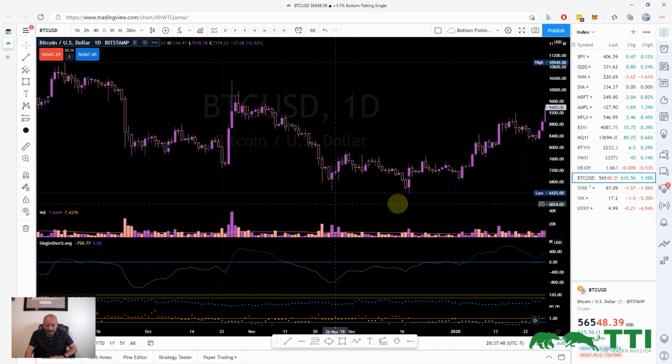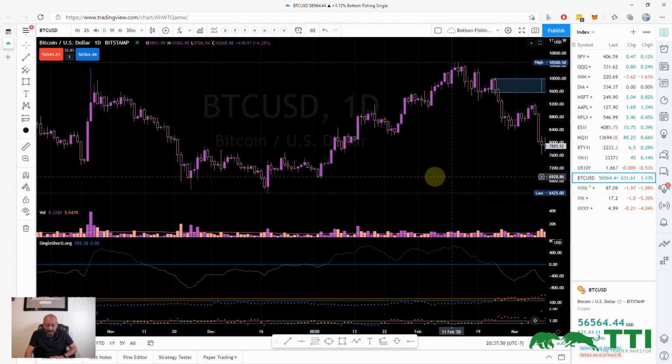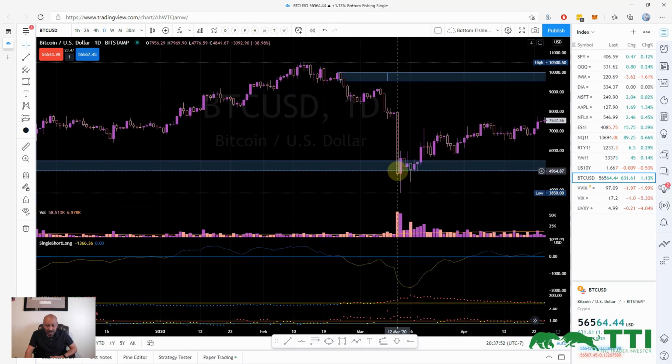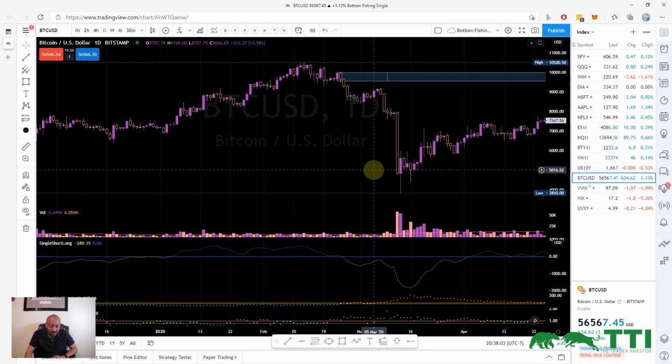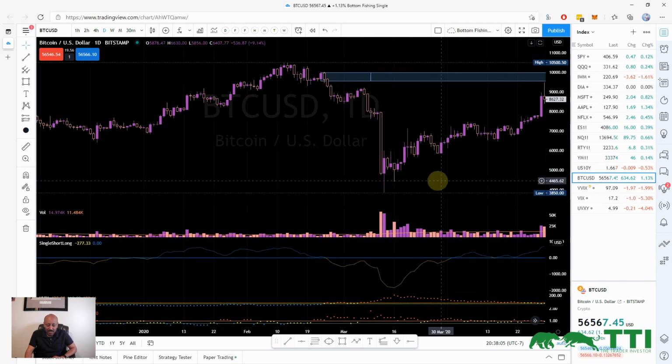And it got mitigated about a year later, March 2020. That's when it got mitigated, about a year later. So it got mitigated, so I can take it out. I don't have to look at it again.